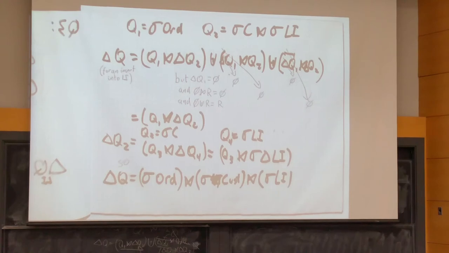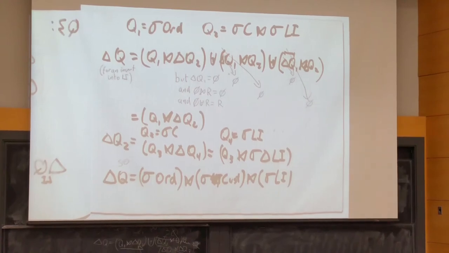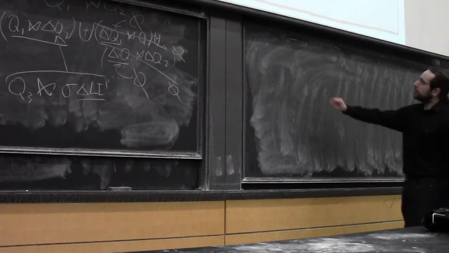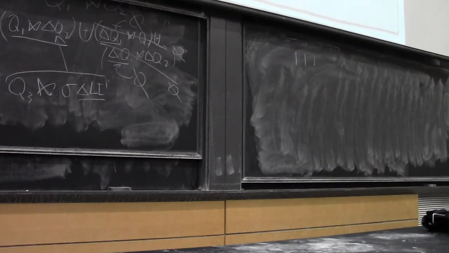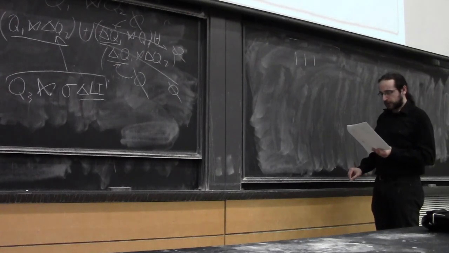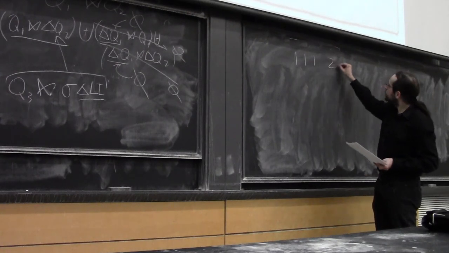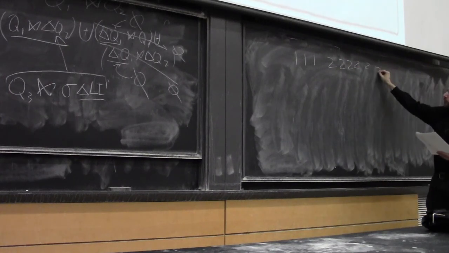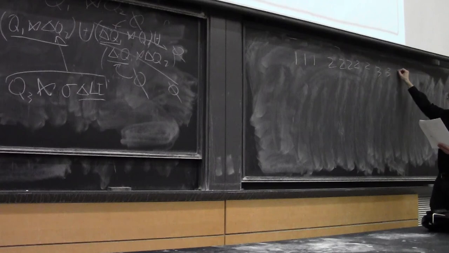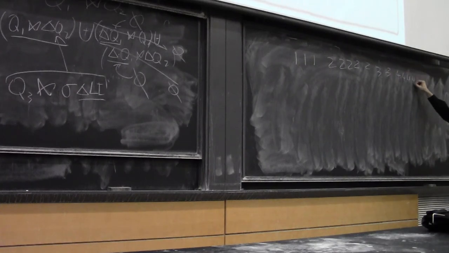So let's say that I have a bag. Here's a bag. 1, 1, 1. What do we got here? Let's call it 2, 2, 2, 2, 3, 3, 4, 4, 4, 4, 4, 4, 4, 4, and 5. All right, I've got a bag.